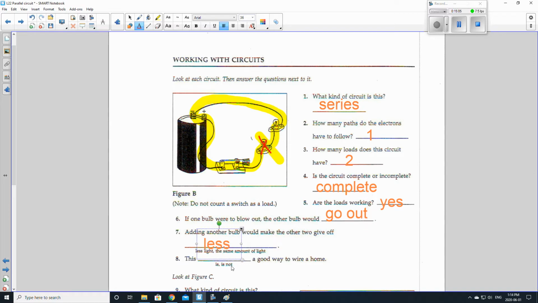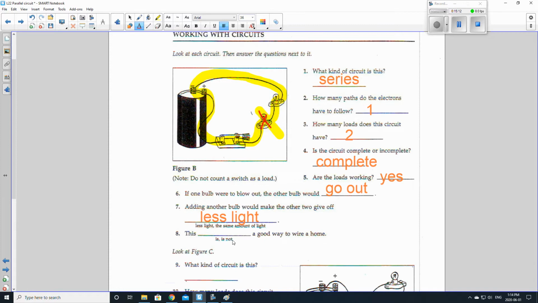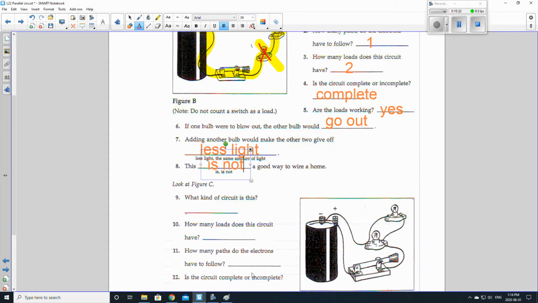Okay, so I'm going through these with you just so that you can see a little bit more examples. Okay, this is not a good way to wire a home, right? It's not a good way to wire a home because it doesn't make sense if one device blows out, then they all blow out.